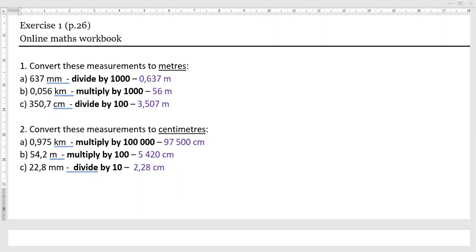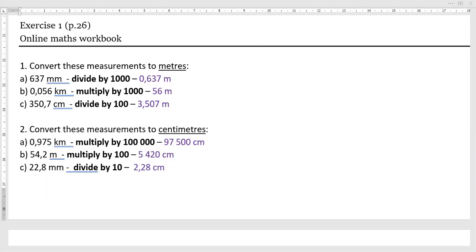kilometers, okay, so we need to take kilometers. Kilometers are bigger than meters, right? But we're taking those kilometers and changing it into meters. So meters is actually smaller than kilometers. That means that we have to multiply. So we have to multiply our kilometer answer to get our meter answer.